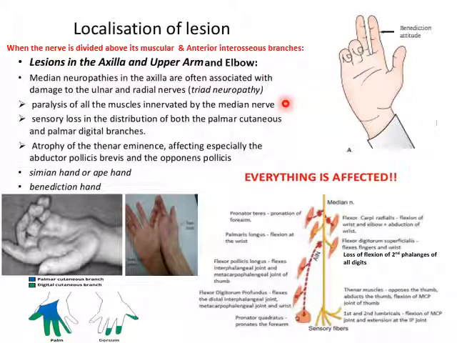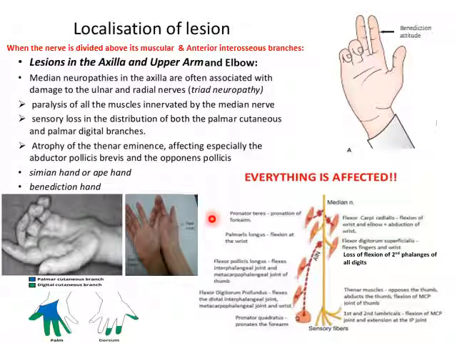In this condition, there is paralysis of all muscles that are innervated by the median nerve. That means all the flexor muscles, both superficial and deep, of the forearm, and the thenar muscles and first and second lumbricals are paralyzed. So when the median nerve at this level is injured, everything concerned with the median nerve is affected.